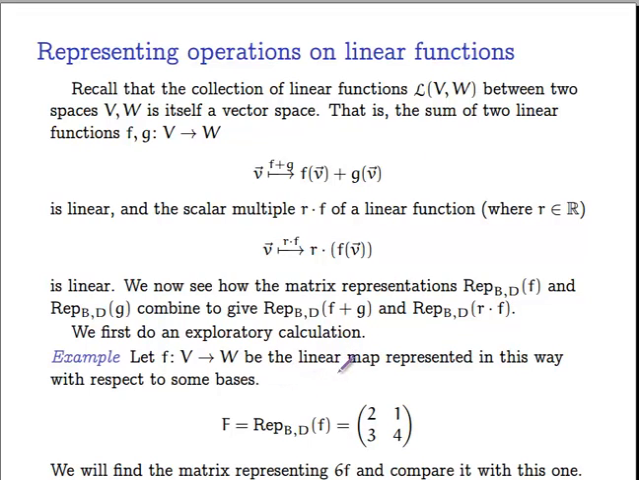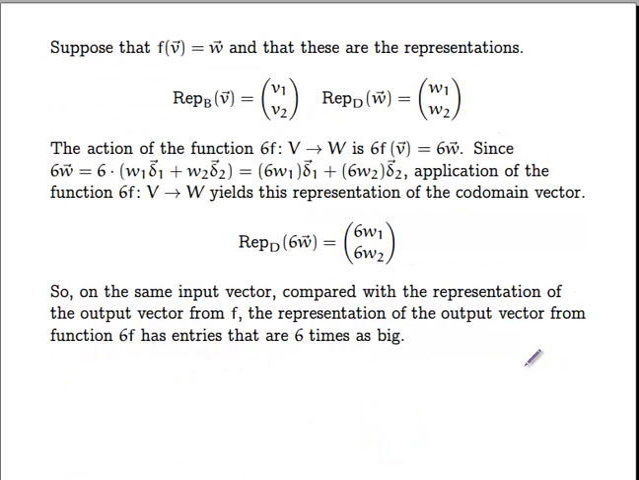So let's take this particular linear map that's represented with respect to the bases b and d by this matrix. Now, since we're just going to be operating with the matrix, we don't particularly need to know what b and d are, and that will not change our answer. Now, suppose f of v is w, and suppose we have representations of v with respect to the domain basis of v1, v2, and representation of w with respect to the codomain basis of w1, w2.